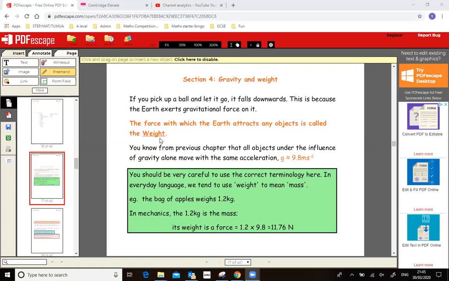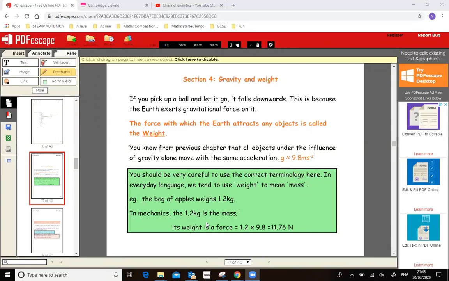Something you have to be very careful with is that in everyday language, we tend to use weight to mean mass. For example, if you buy a bag of apples, you might say the bag of apples weighs 1.2 kilograms. However, in mechanics, the 1.2 kilograms is actually the mass.